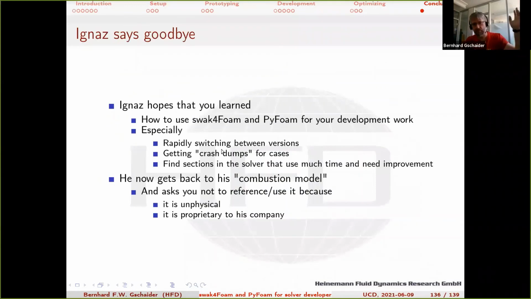Ignaz says goodbye. He hopes that you've learned how to use these things for development, especially rapidly switching between versions, getting crash dumps from cases, and finding sections where, for instance, the performance needs improvement. And he now gets back to his combustion model, and he hopes that we don't talk about his combustion model anymore.